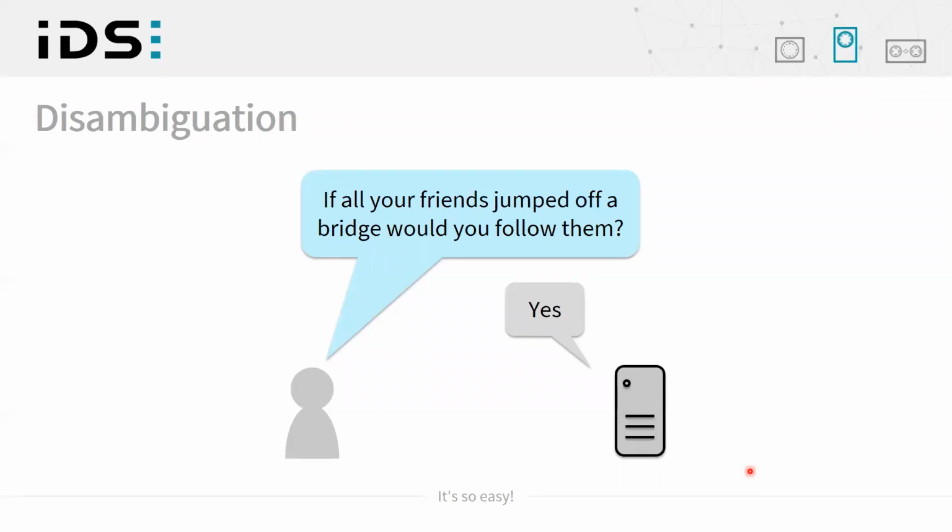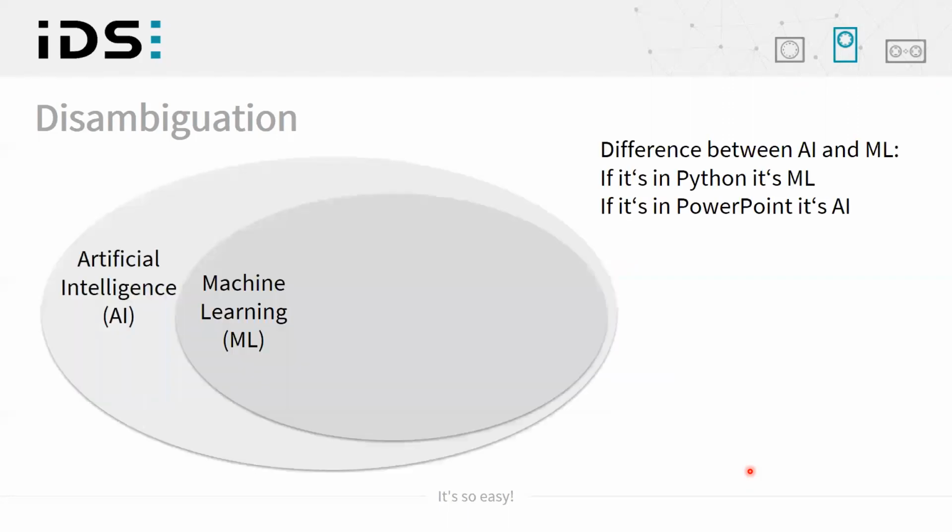So instead of the term AI, I'd like to switch to something more technical, which in this case is machine learning. And my favorite definition on the difference of the two is that if it's written in Python, it's machine learning. If it's in PowerPoint, it's AI. So that one's in PowerPoint. So there's that.